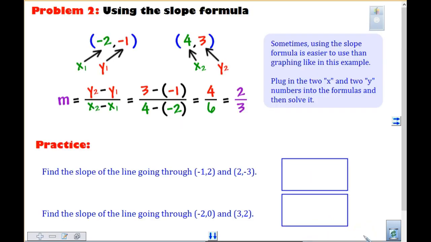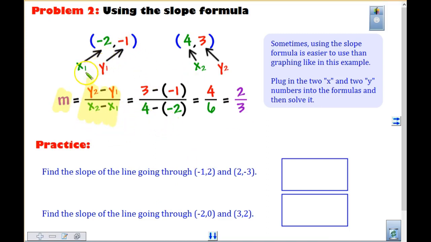So the next part of it is going to say what we want to do is use our slope formula. So your homework is going to be in two ways. You're going to see graphs and then you're going to see just ordered pairs. So sometimes using the slope formula is easier than using graphing like in this example. So you plug in the two x values and your two y values into the formula and solve it. When you start your homework, you will always start with m equals y sub 2 minus y sub 1. You will always have that on your paper.